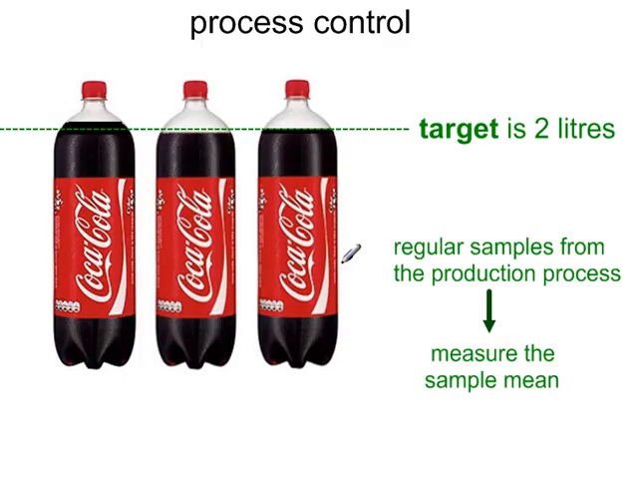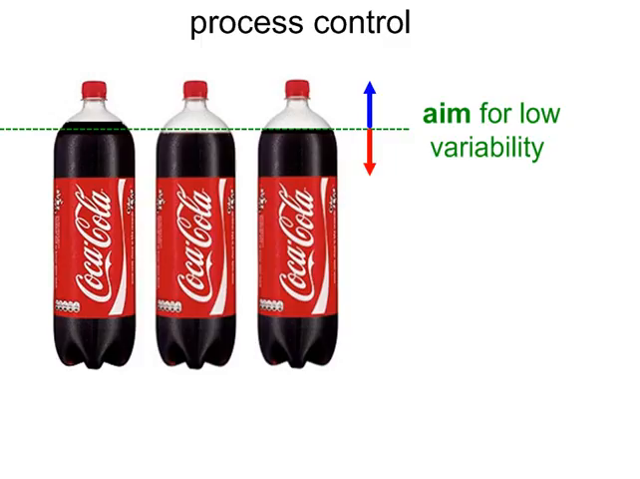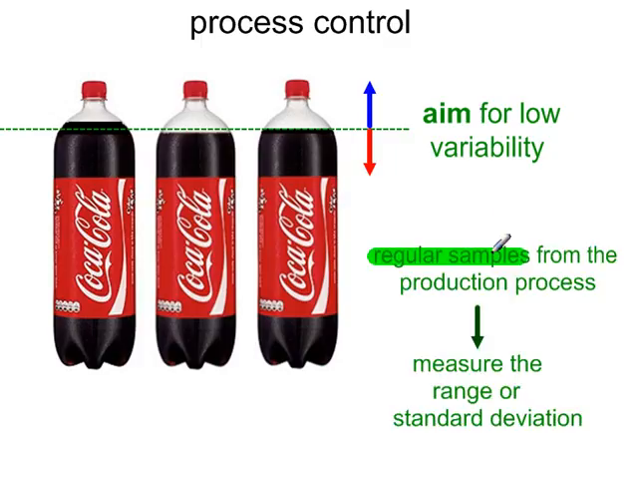So we take a sample and we measure the mean of that sample, and we do this at regular intervals. And that data can be plotted onto a graph called a process control chart to look for short-term changes in our production process. For variability, we're aiming for a low value. So we could be measuring range or standard deviation for variability, but a small value is desirable. The smaller the better. Again, it's regular samples that will show us whether we are achieving a small variability or not.